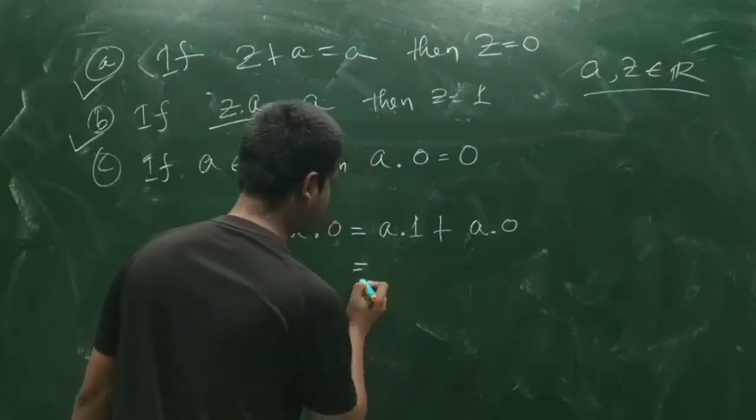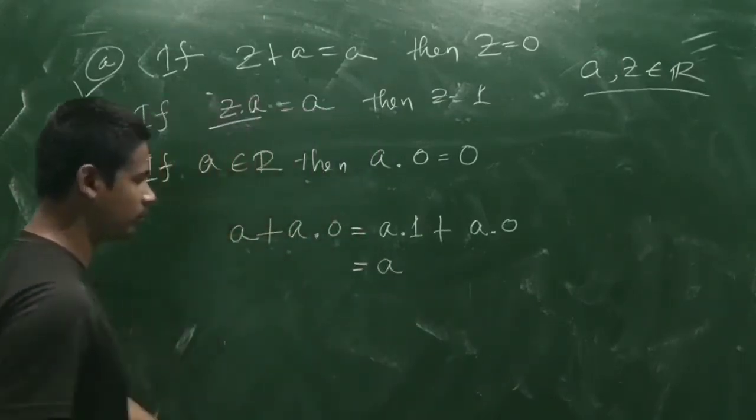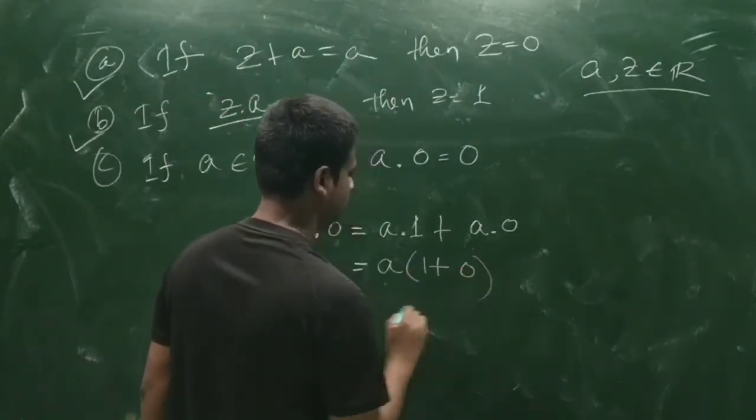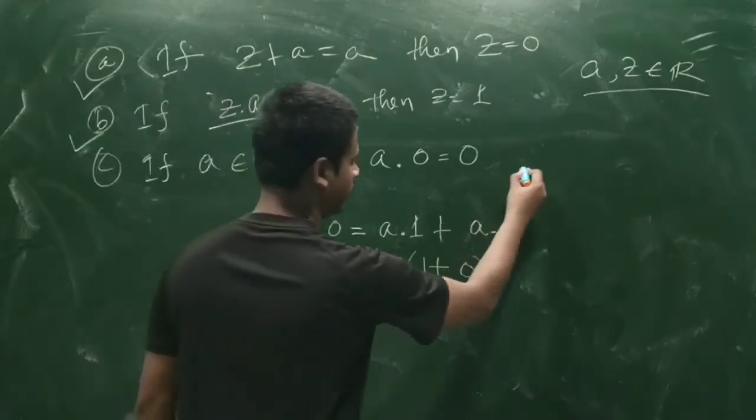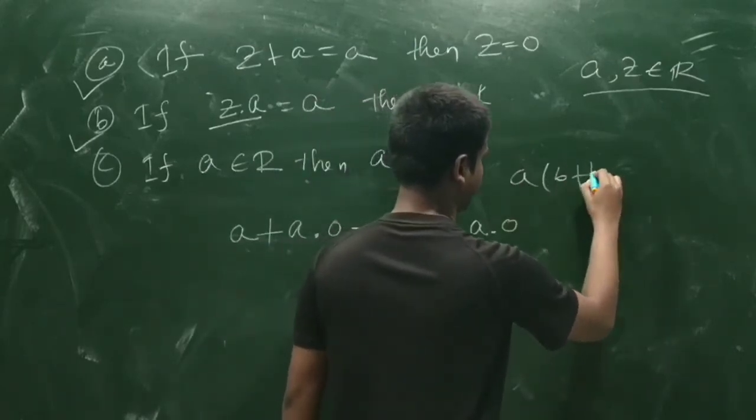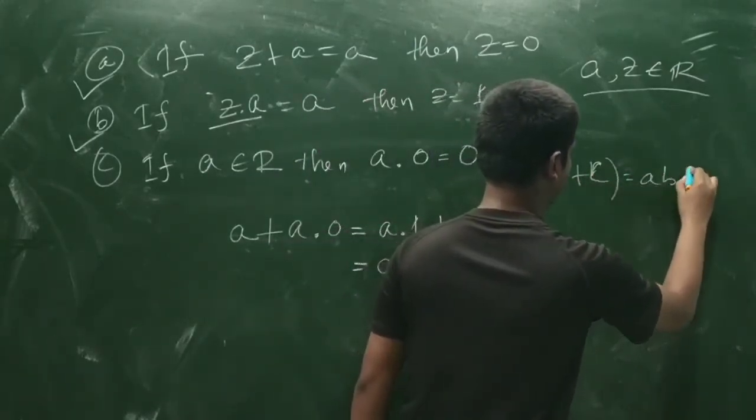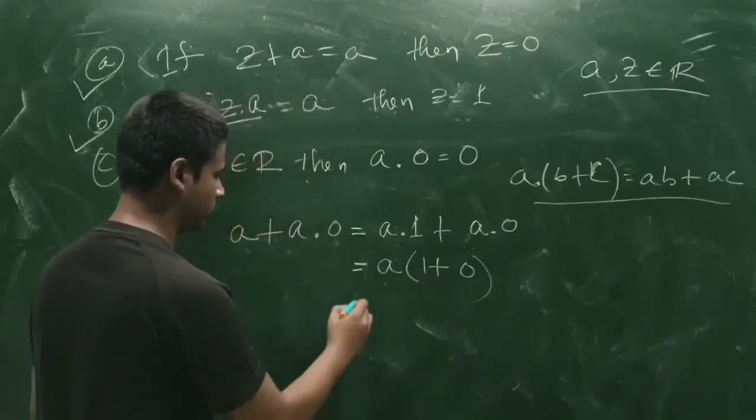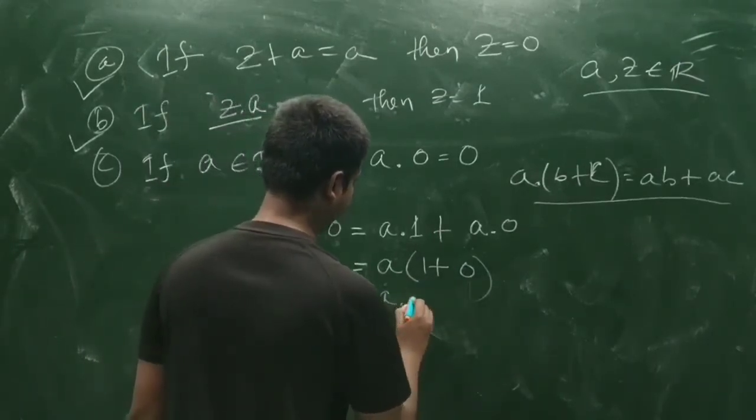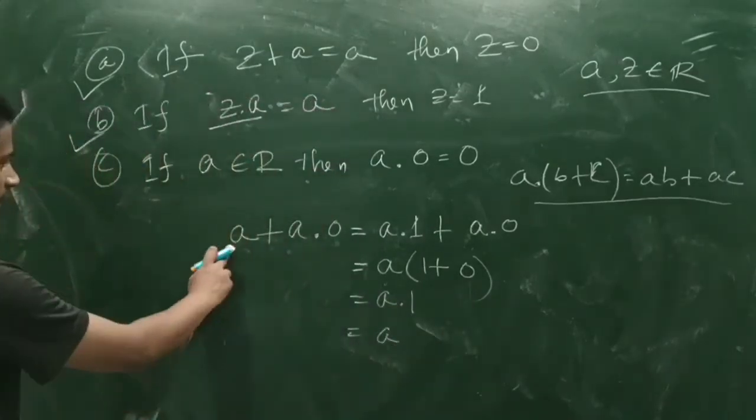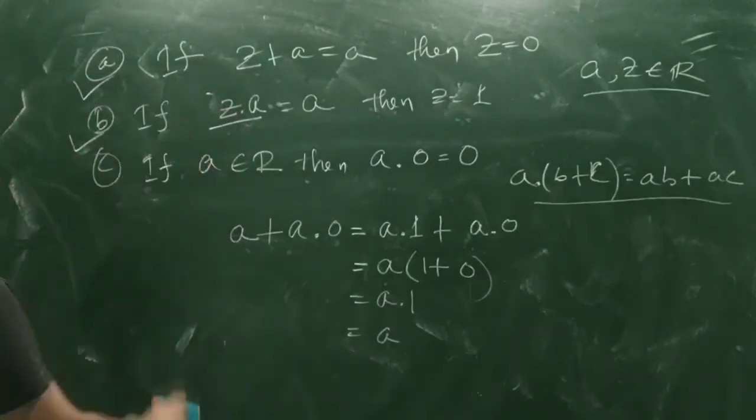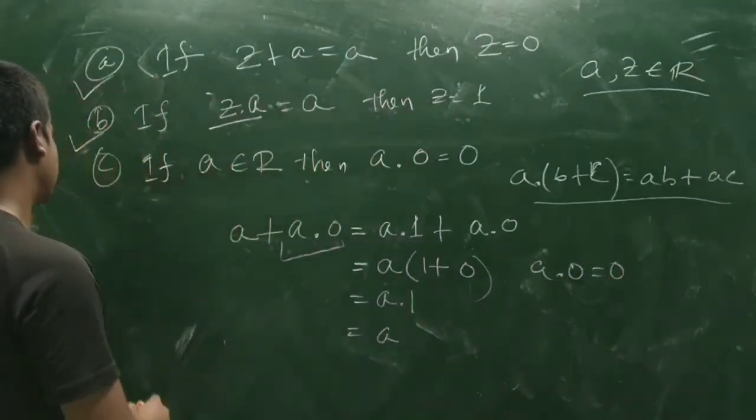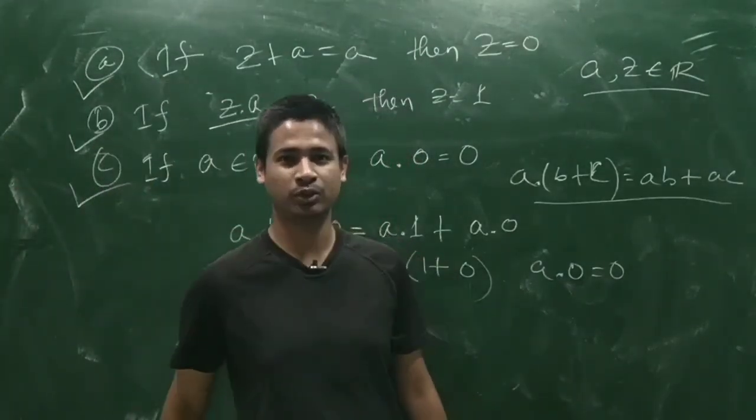If we use the distributive property here, we will take a common, then it will become a into (1 plus 0). This is nothing but the distributive property, because we already used a dot (b plus c) equal to ab plus ac. From here, a into (1 plus 0). And 1 plus 0 is nothing but 1. So a into 1 is a. So we get a plus a dot 0 equal to a. So from the earlier property, a dot 0 equal to 0. This is the proof of the third statement. So this is the solution. Thank you.